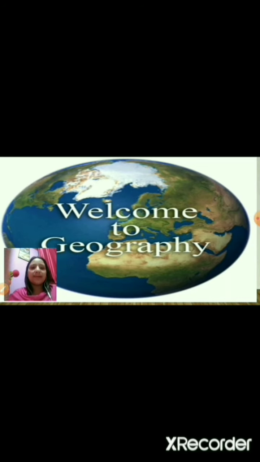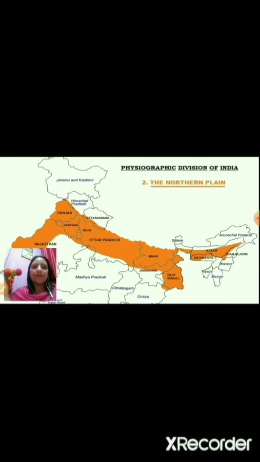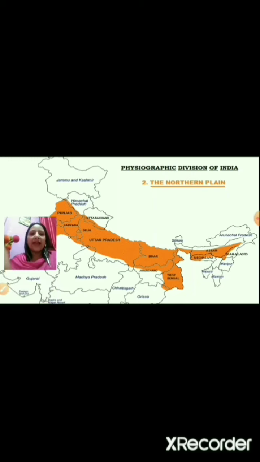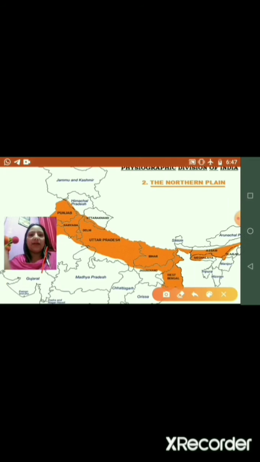Here we will discuss another physiographic division of India, that is the Northern Plain. The vast plain that lies between the northern mountains and the peninsular plateau is known as the Northern Plain or the Indo-Gangetic plain. From west to east, the plains extend in a wide arc from the Arabian Sea to the Bay of Bengal. Here is the Arabian Sea on this side, and here the Bay of Bengal.